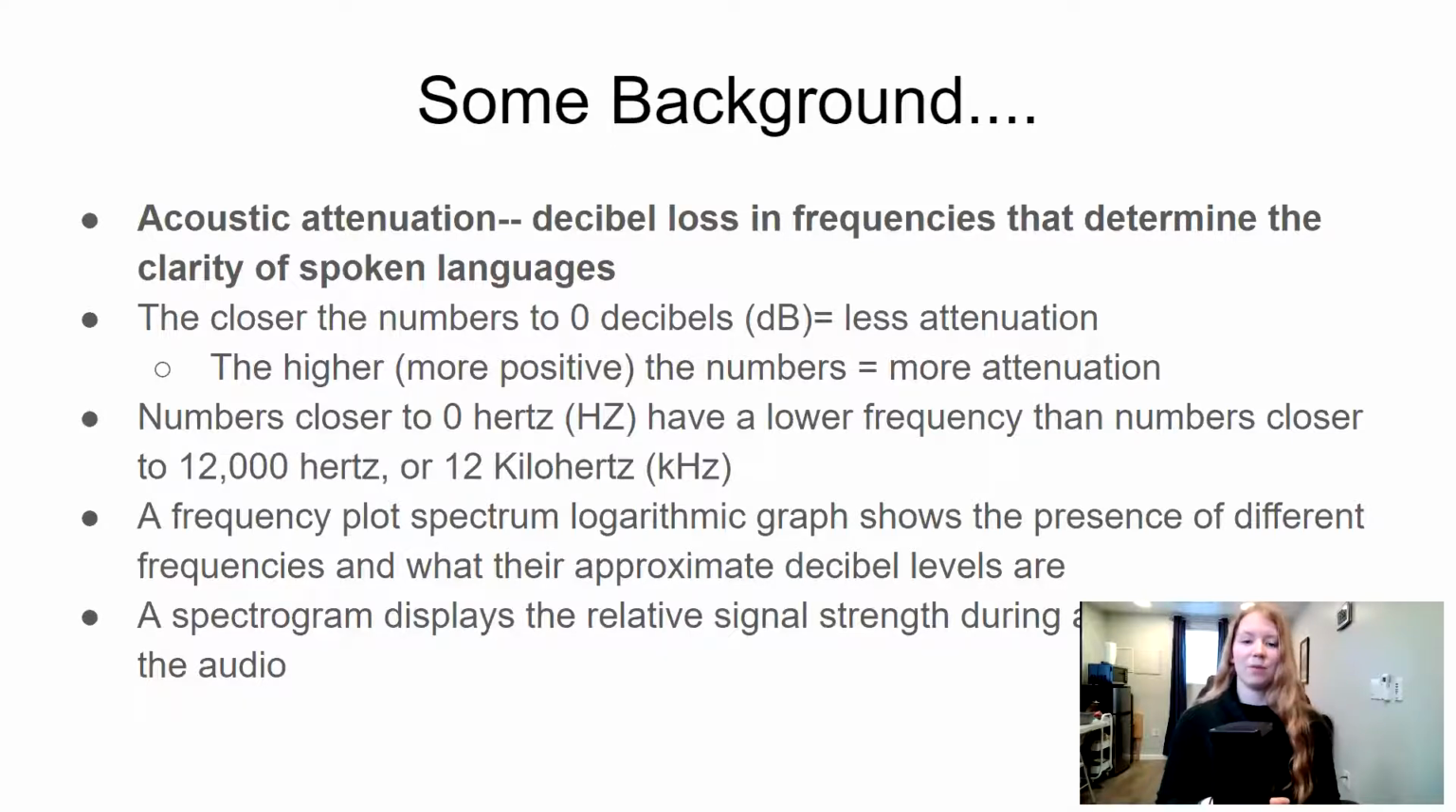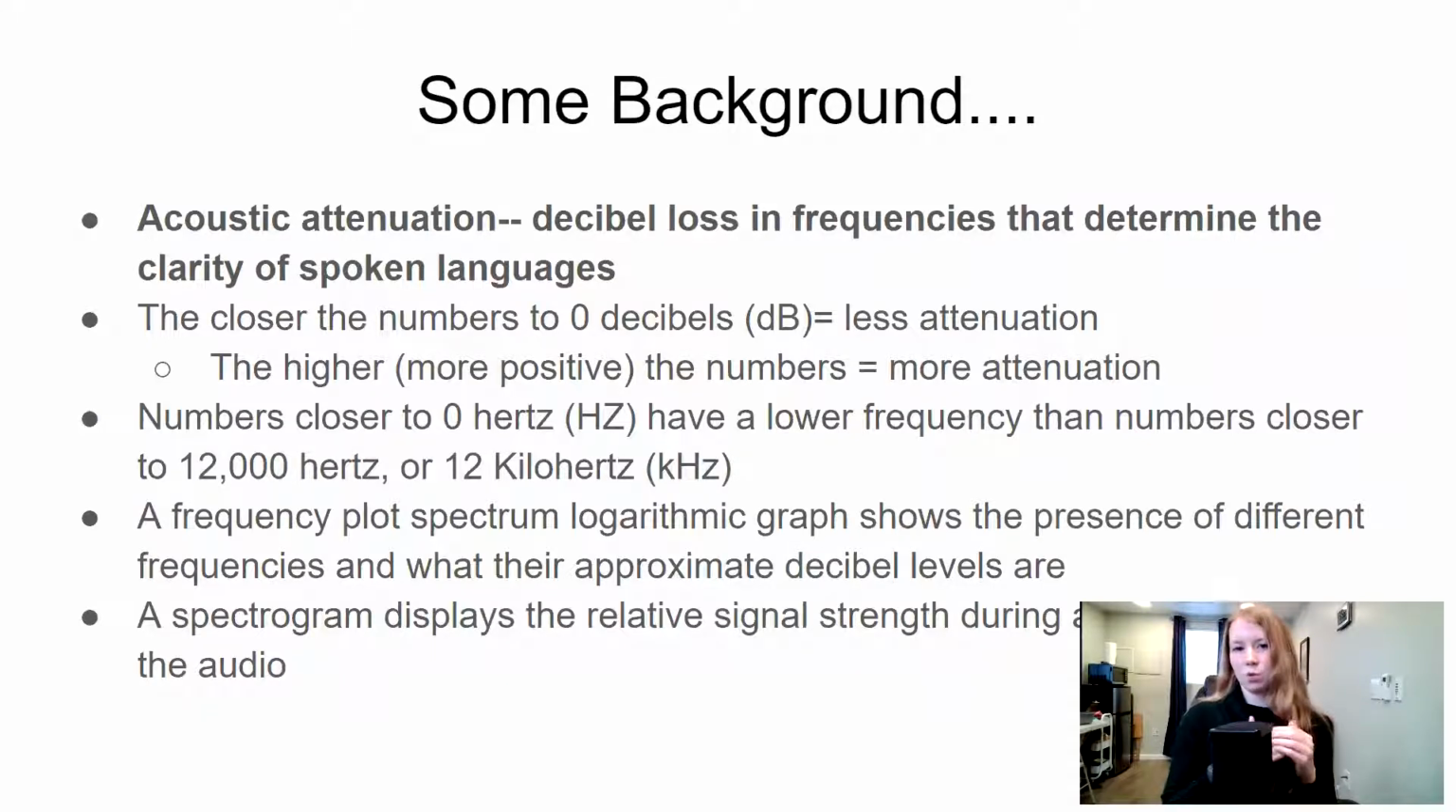So I know that my project is classified under physics, and as such, I want to lay a little bit of background for the acoustics side of this. Acoustic attenuation is known as the decibel loss of frequencies that determine the clarity of spoken language. Typically, this indicates clarity in the higher frequencies, as you will see on the speech banana in a couple slides. The closer the numbers are to 0 decibels, the less attenuation there is.